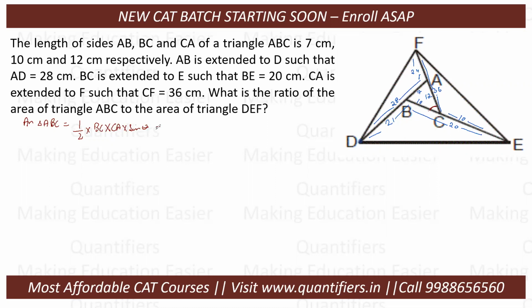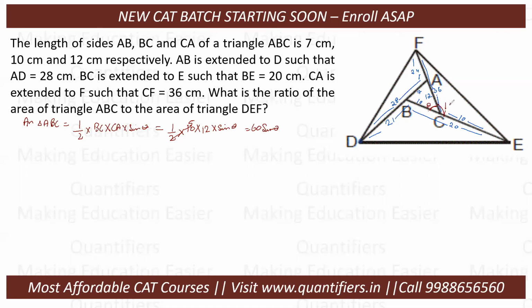So it would be nothing but half into, what is BC? 10. What is CA? 12. And theta is the angle between them. So the area is nothing but 60 sine theta. Now just think, if this is theta, what other angle can you find?